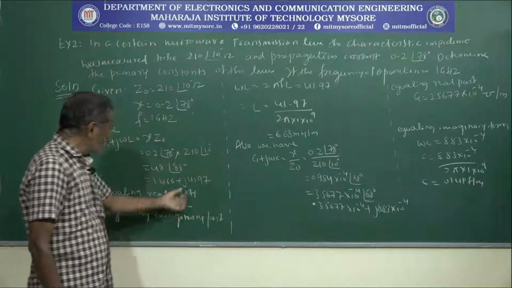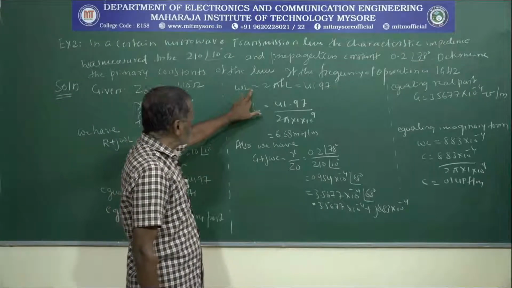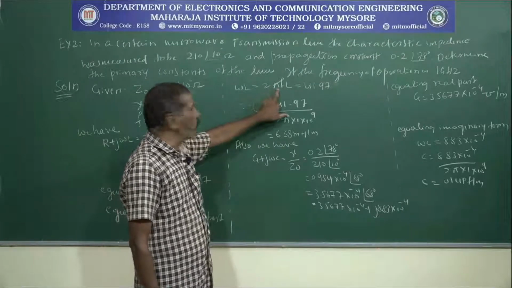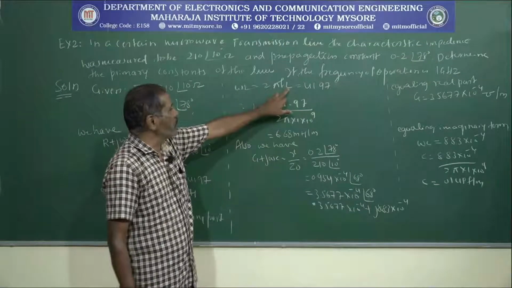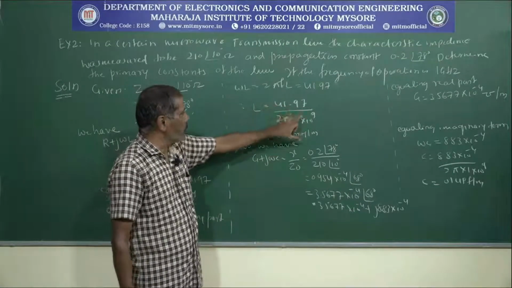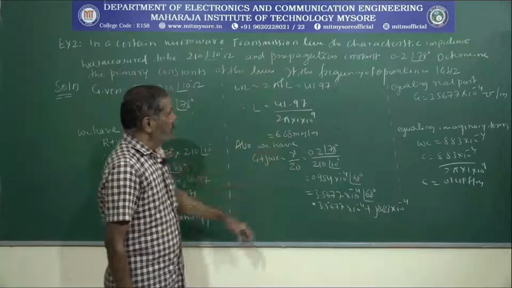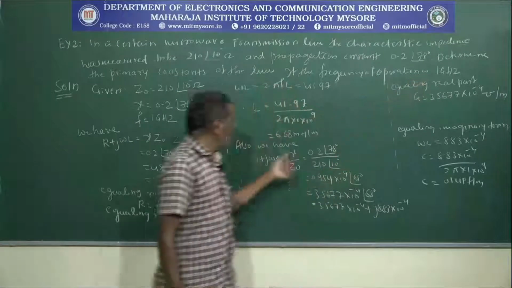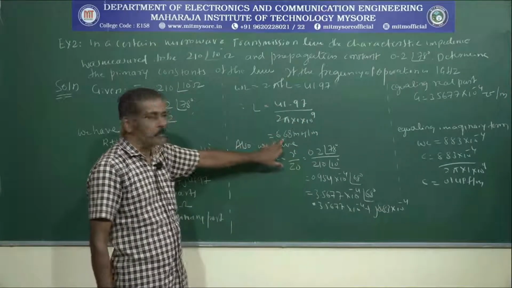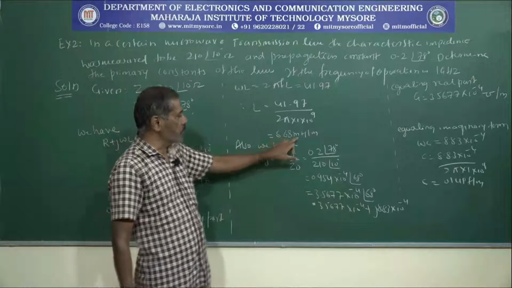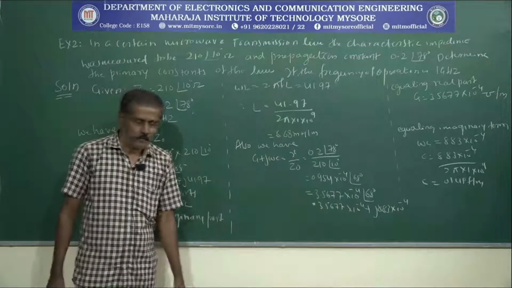Now, equating the imaginary terms, what you have here is 41.97, that is omega L. Omega L is nothing but 2 pi F L, which is equal to 41.97. Therefore, L equals 41.97 divided by 2 pi F. The F value, you know, is 1 gigahertz, given in the problem, that is 1 into 10 to the power of 9. If you simplify this equation, we get 6.68 millihenry per meter. This is the value of the inductance.